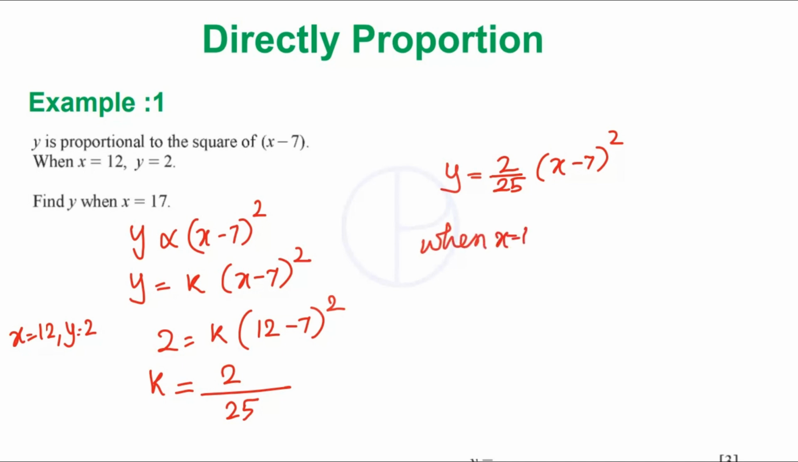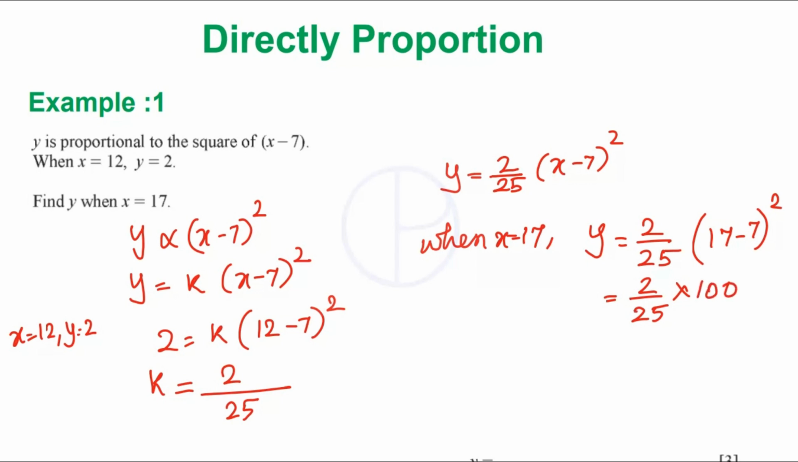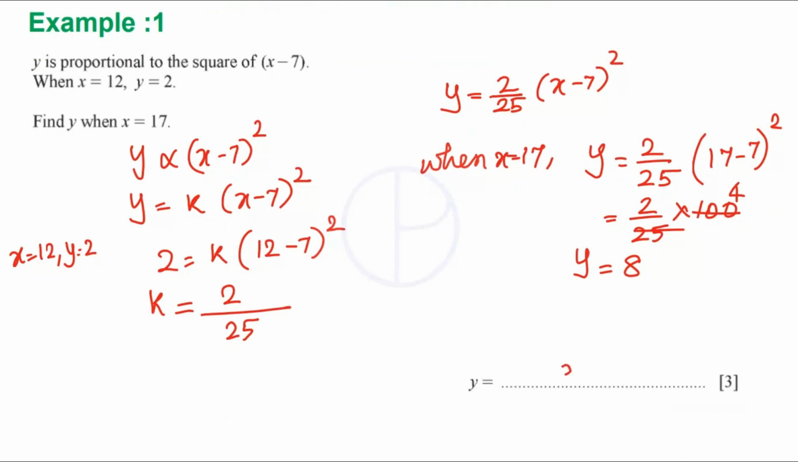When x equal to 17, what is y? y is equal to 2 over 25 multiplied by 17 minus 7 the whole square, which is equal to 2 over 25 multiplied by, 17 minus 7 is 10, 10 square is 100. Now let's cancel this one. 25 goes into 100 4 times. So 2 multiplied by 4 is 8. So y is equal to 8.